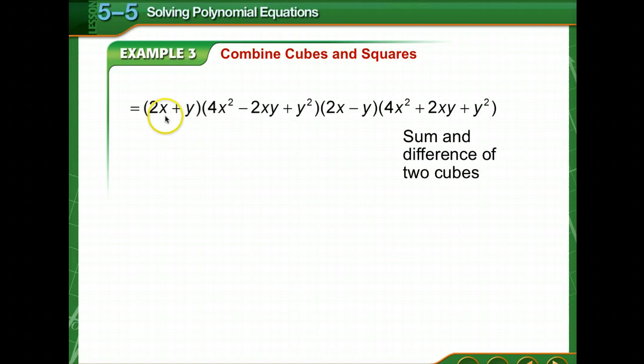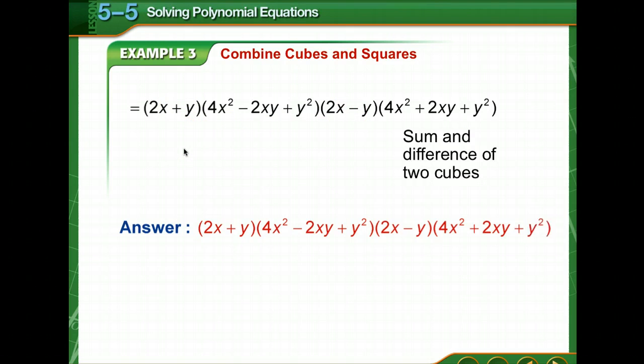Then we factor 2x plus y times 4x squared minus 2xy plus y squared. And then 2x minus y times 4x squared plus 2xy plus y squared. So we've got a sum and we've got a difference of the 2 cubes that we're factoring. And that is our total answer.